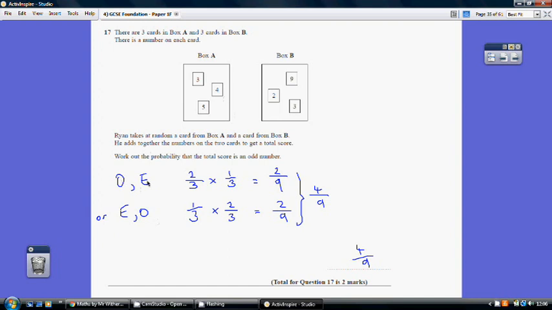So let's first of all consider this possibility, an odd followed by an even. What's the chance of taking an odd out of box A? Well, that's 2 out of 3. 2 of these are odd. And what's the chance of taking an even out of box 2? Well, that's 1 out of 3, the 2.